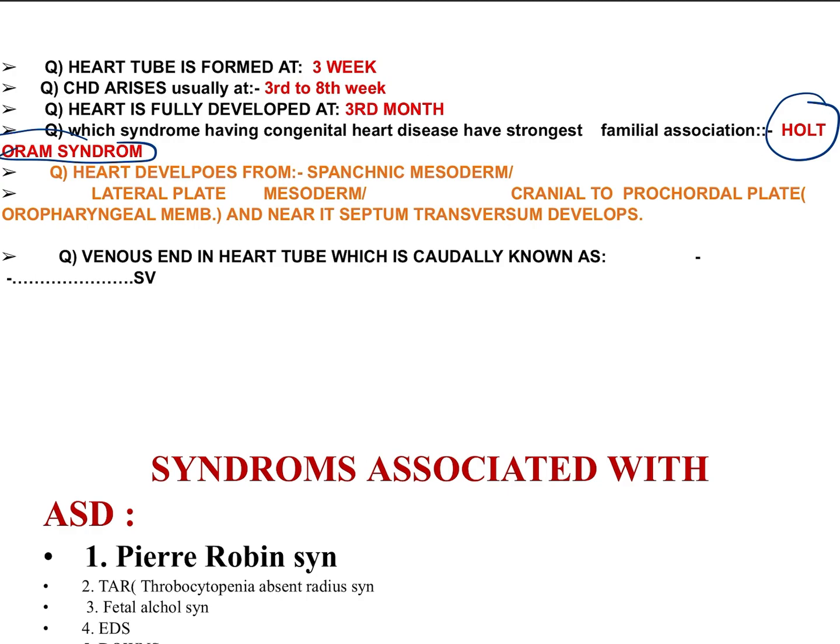We are aware that the heart develops from splanchnopleural mesoderm, lateral plate mesoderm, which is cranial to the procordal plate or buccopharyngeal membrane, and near it the septum transversum is present. The venous end of the heart tube, which is caudal, is known as the sinus venosus.